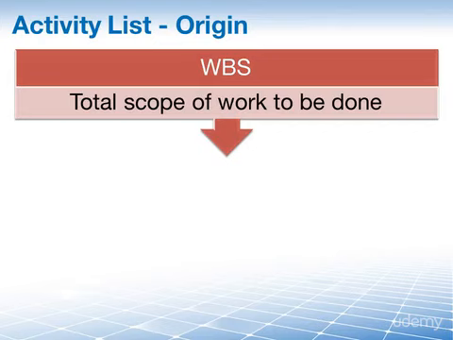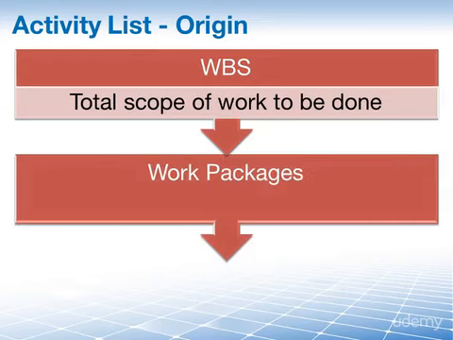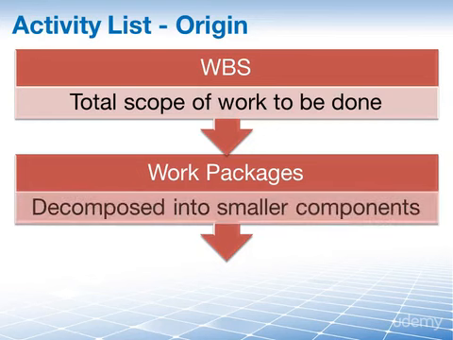So here at the very top, we have everything our project needs to do. Well, we can't do everything at once, so we have to start breaking this down into work packages. In essence, we are decomposing the total scope of work into smaller components. And at the very bottom level of the WBS, we call these items work packages. These can be assigned to individual teams or team members to be working on.